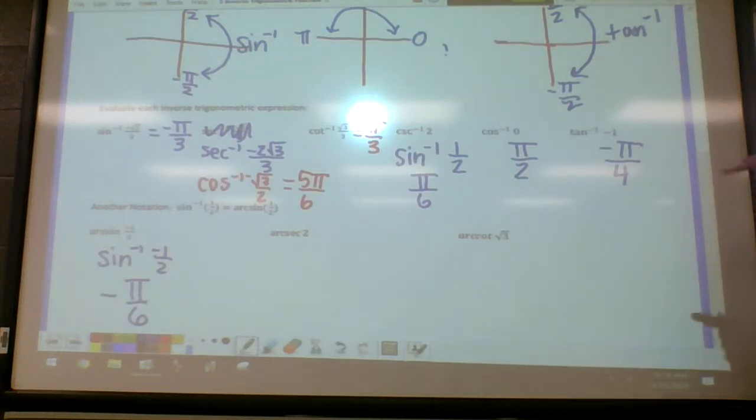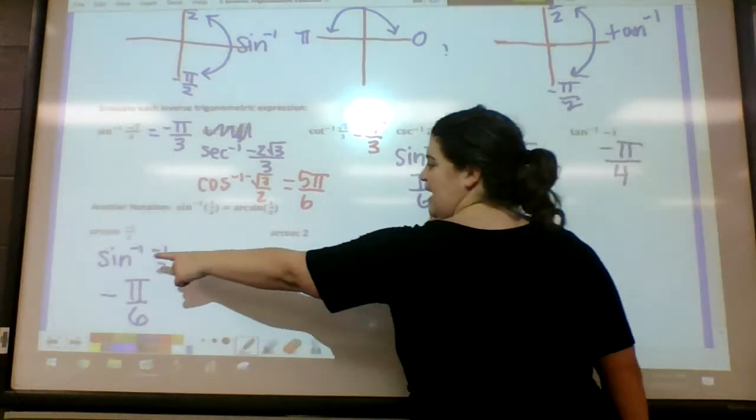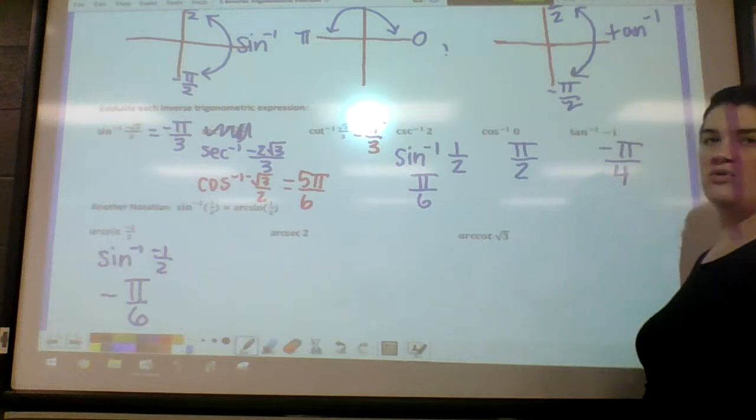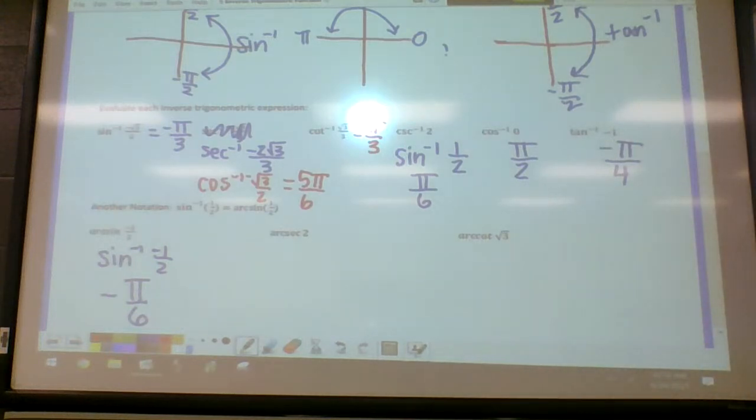All right. Why don't you try those last two? You do not have to rewrite them as the inverse with the negative first. You can just go ahead and do them like normal. If it helps you to rewrite them, by all means, you may do that. But you do not have to.